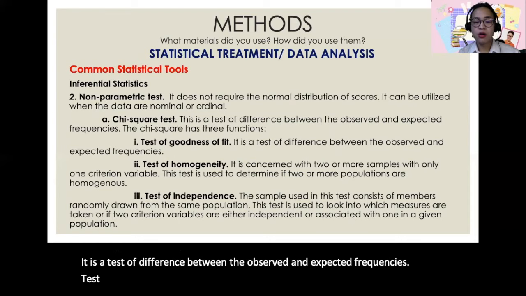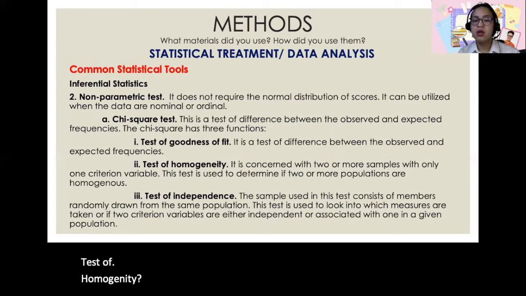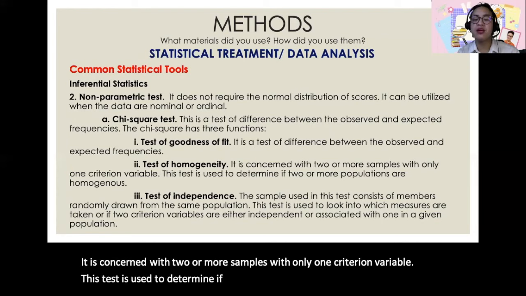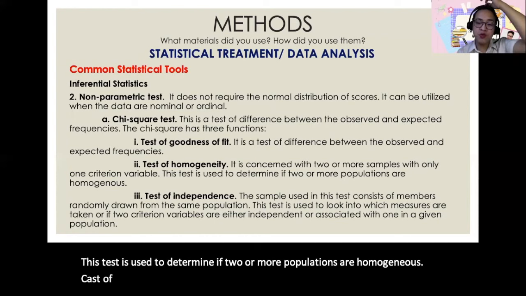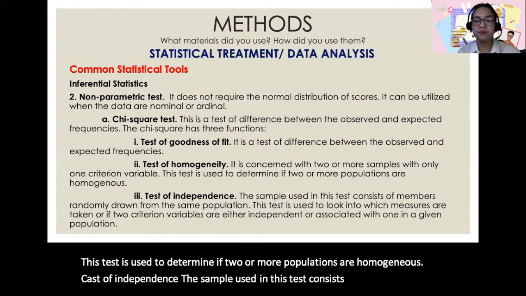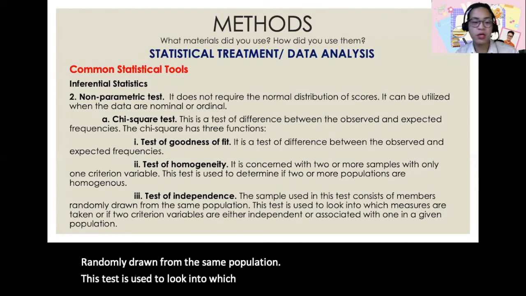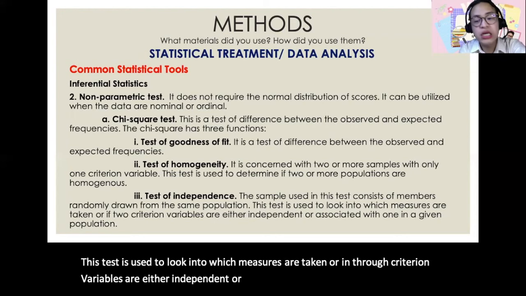Test of homogeneity. It is concerned with two or more samples with only one criterion variable. This test is used to determine if two or more populations are homogeneous. Test of independence. The sample used in this test consists of members randomly drawn from the same population. This test is used to look into whether two criterion variables are either independent or associated with one another in a given population.